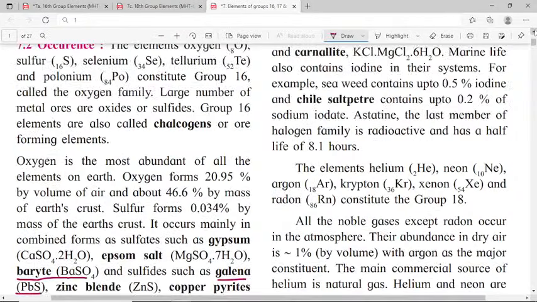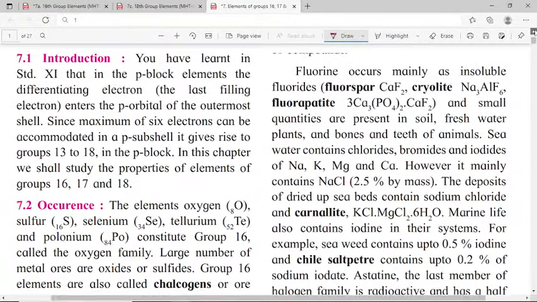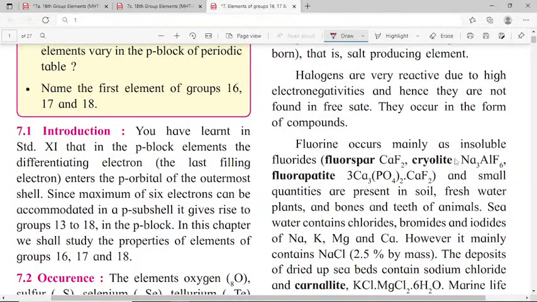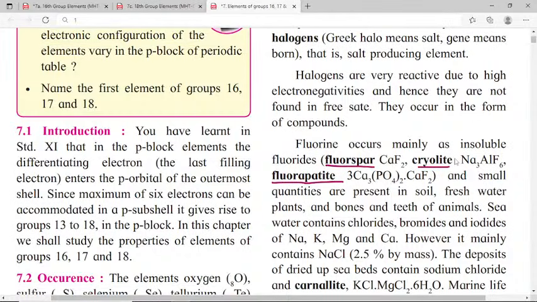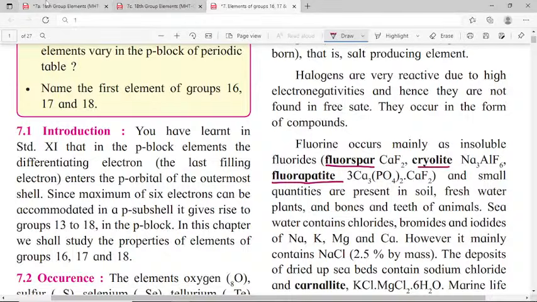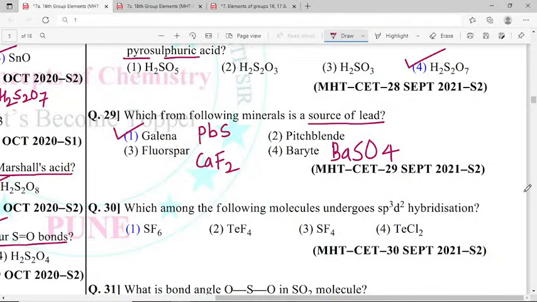And next, what is next here? Fluorospar is CaF2, calcium fluoride. Cryolite, very important, Na3AlF6. And fluoroapatite is also very important. Fluorospar, cryolite, fluoroapatite. Get it? Please mark this as an important question for 2026.